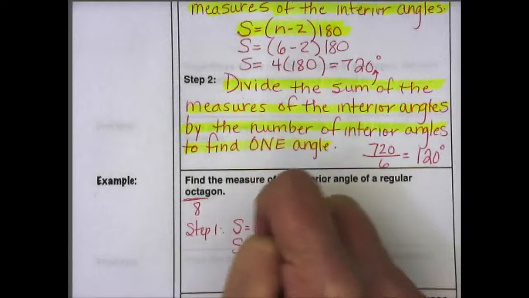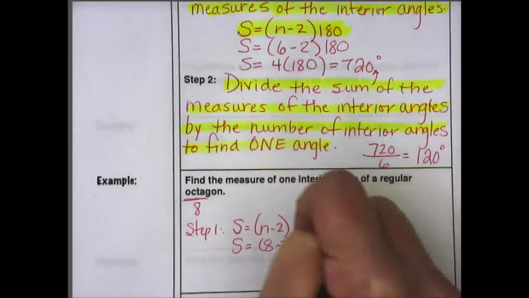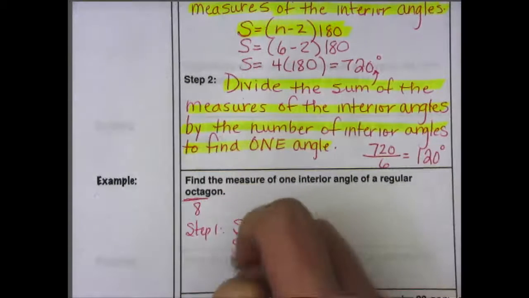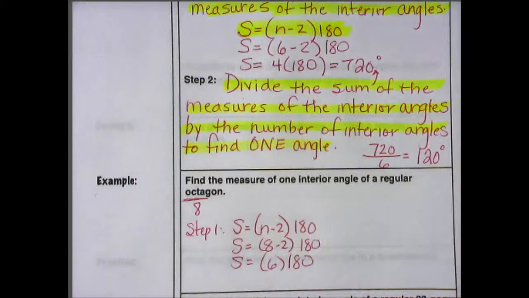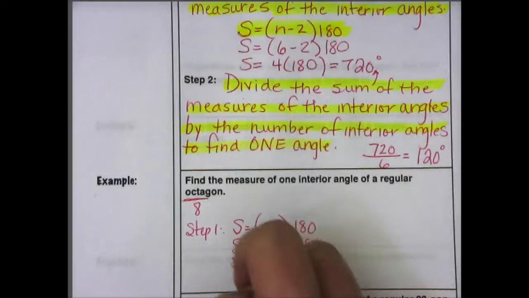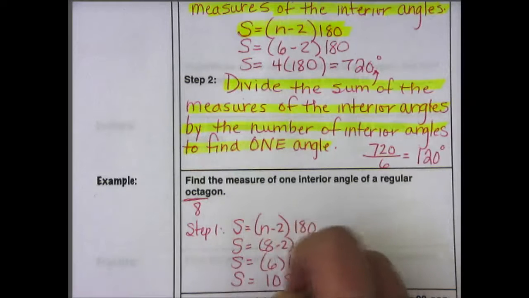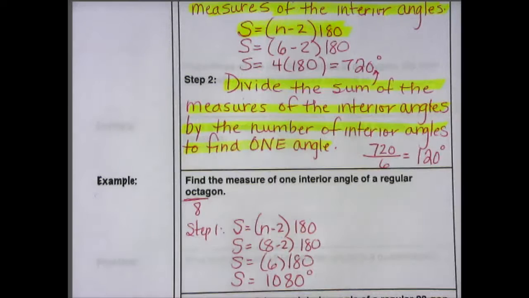S equals 8 minus 2 times 180 because we have 8 sides. S equals 6 times 180. When we use the calculator, we should get S equals 1080 degrees. But that's all 8 of the angles.